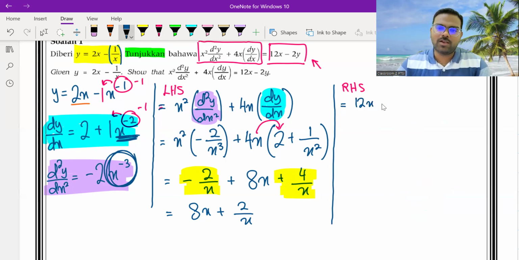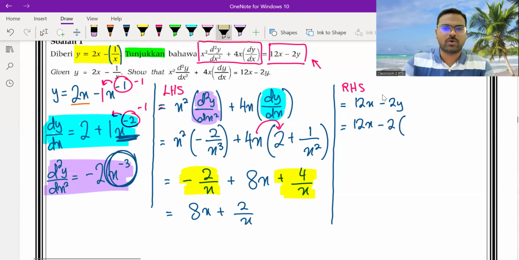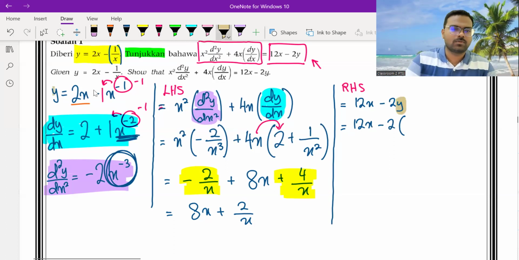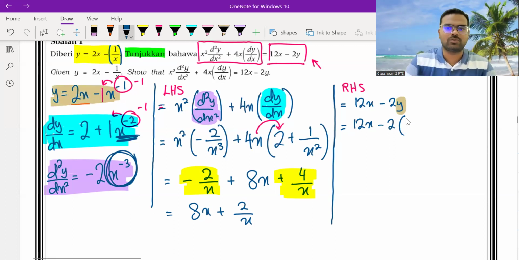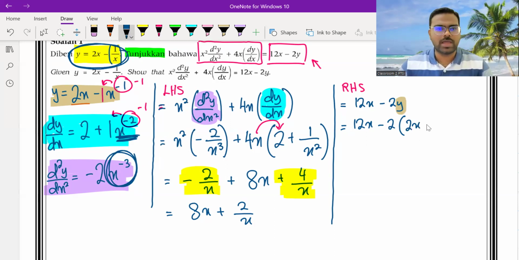They give you 12x minus 2y. Okay, so 12x minus 2y. Kita gantikan y. What is your y? This whole thing lah. Ataupun yang asal tu. Which is, you boleh ambil yang ni lah. The original y here. So it's going to be 2x minus 1 over x.